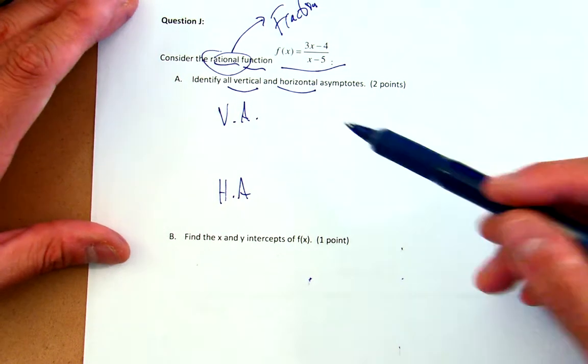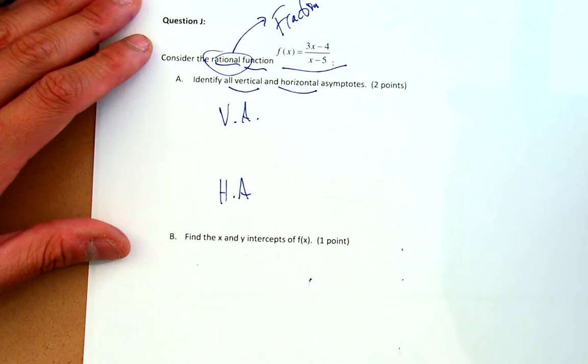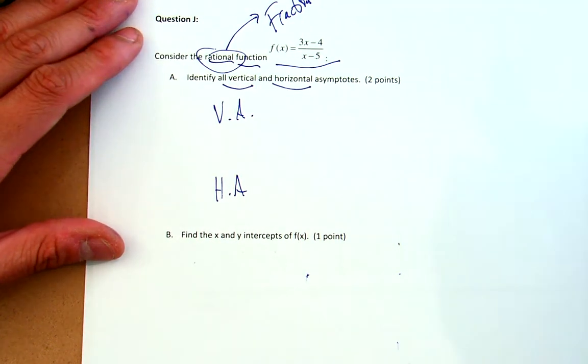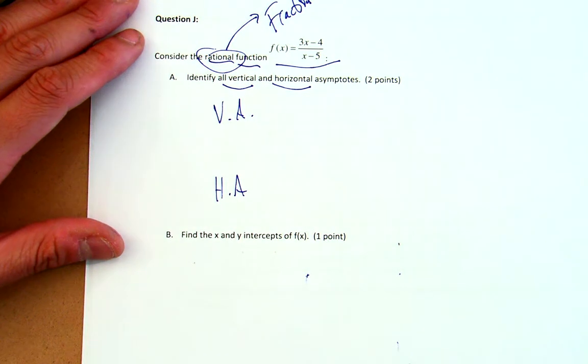Asymptotes. So how do we find these two things of these various functions here? Anybody remember? For question J, part A says find the vertical and horizontal asymptotes. What do we do? Yes, Naila. For the horizontal, aren't we supposed to look at the exponent?